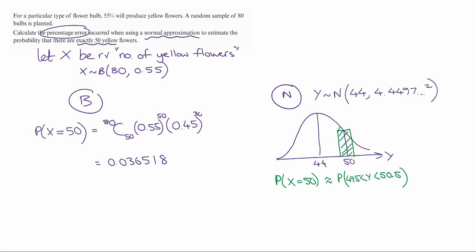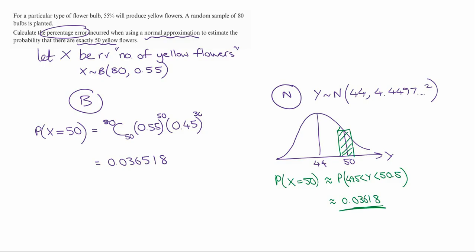So this time I am going to type this into my calculator. So normal distribution, make sure you've got both tails being included. Your lower 49.5, upper 50.5, the mean to be 44, and I'm going to use my answer button to put in the full extent of that standard deviation. And I make that to be approximately 0.03618. I'm going to leave it there.